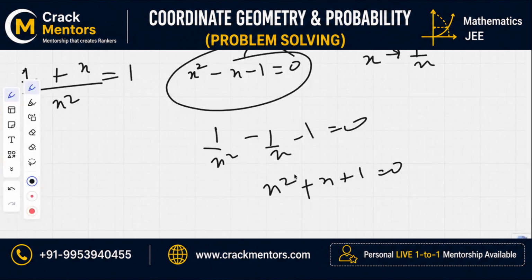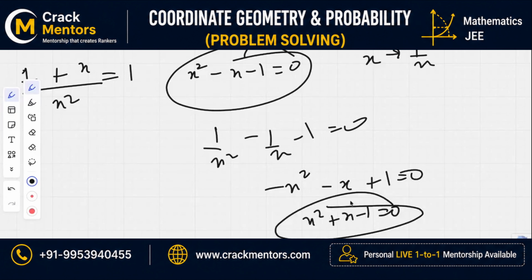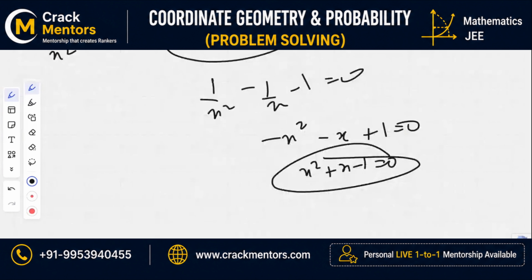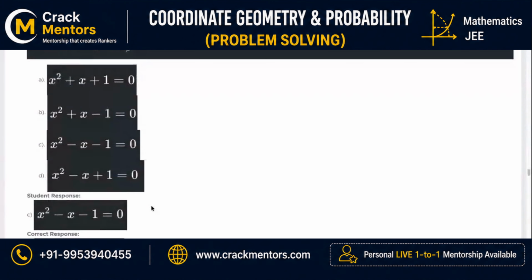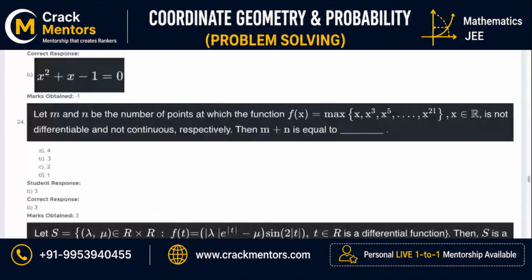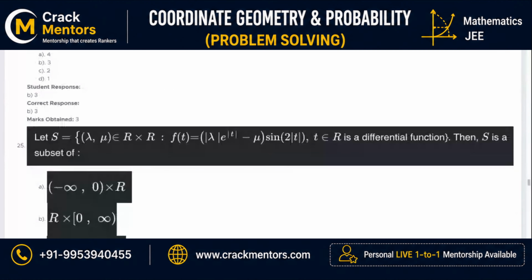Wait. Here also x square plus x minus 1. x square minus x square minus x plus 1 equals to 0. That means x square plus x minus 1 equals to 0. Yeah. So it's a silly mistake, so it's okay. Actually, it's x square plus x minus 1. Okay. Now this one, okay. Black again. Black again, okay.